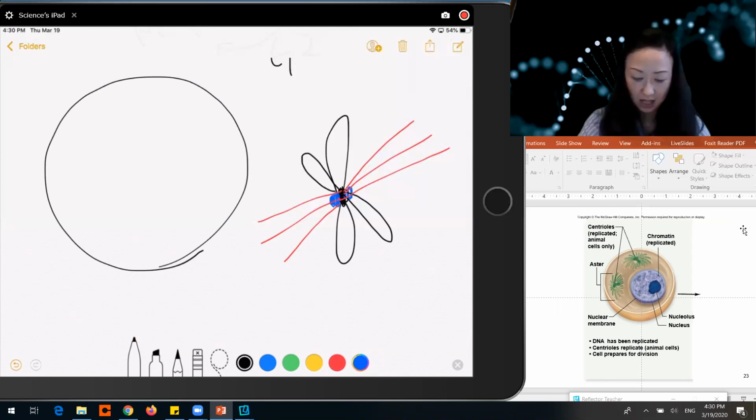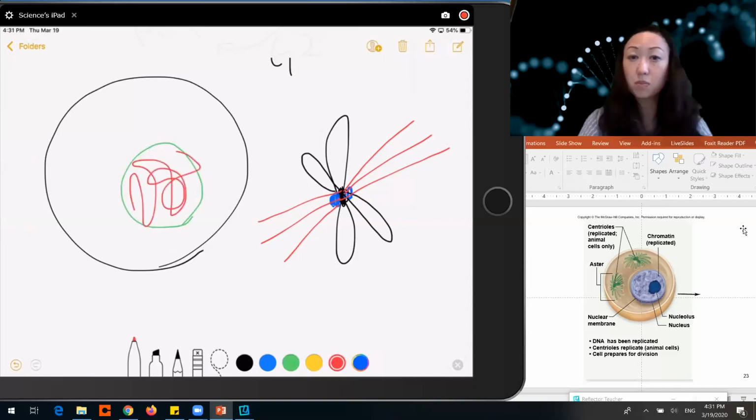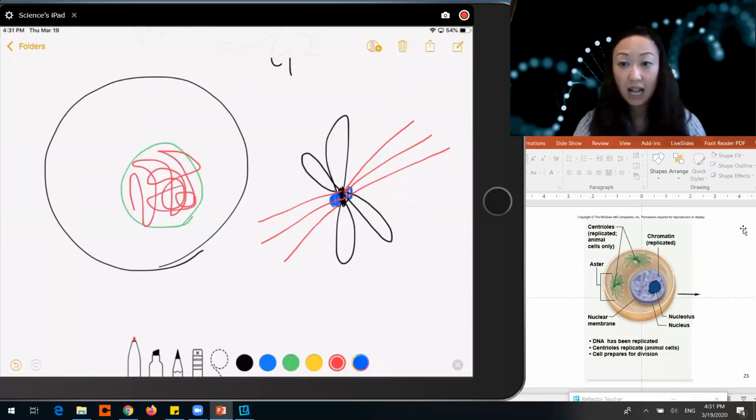That's your nucleus. Your DNA is not going to be highly compacted. They're all very much dispersed. So you can't really tell, it's not going to have a really strong structure, okay?